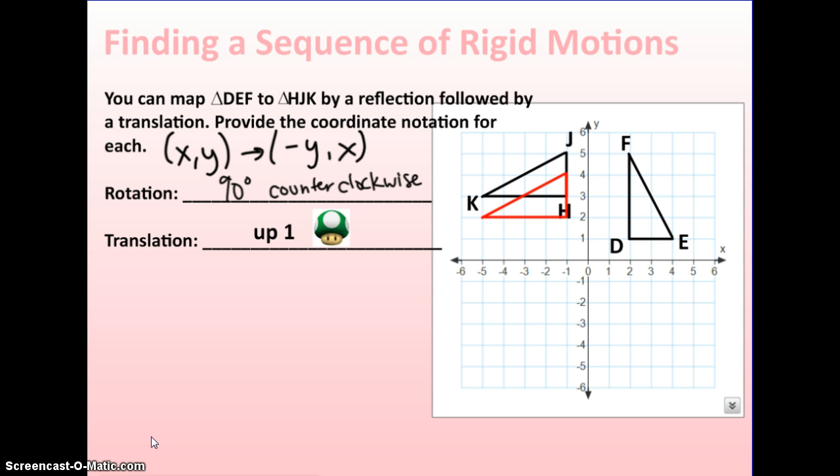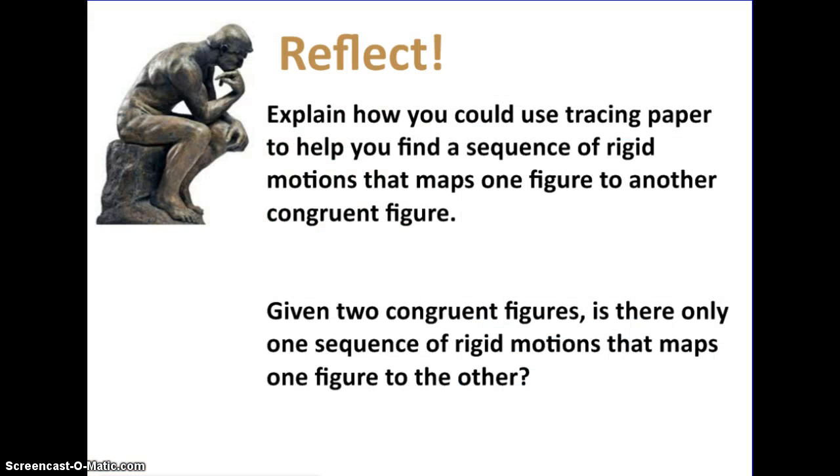Alright. Now we have a couple of reflection questions. Explain how you would use tracing paper to help you find a sequence of rigid motions that maps one figure onto another. Now, tracing paper, think of the patty paper that we've been using. All we have to do is place the patty paper on top of the original shape and trace it. Then we can slide, flip, or rotate the paper however until it matches.